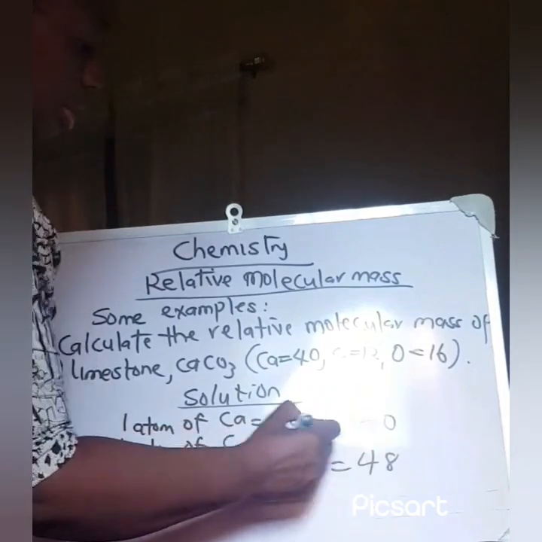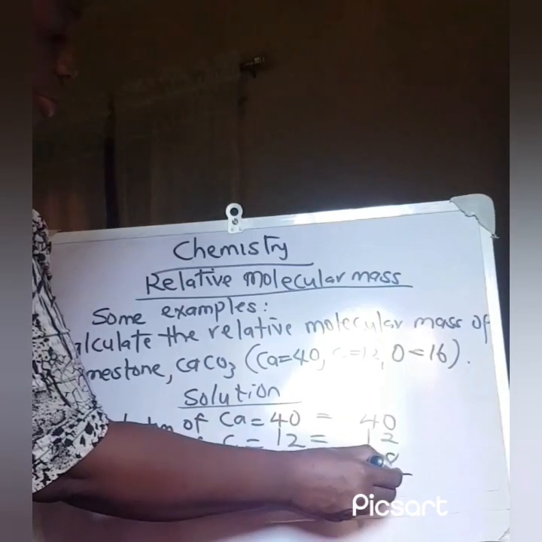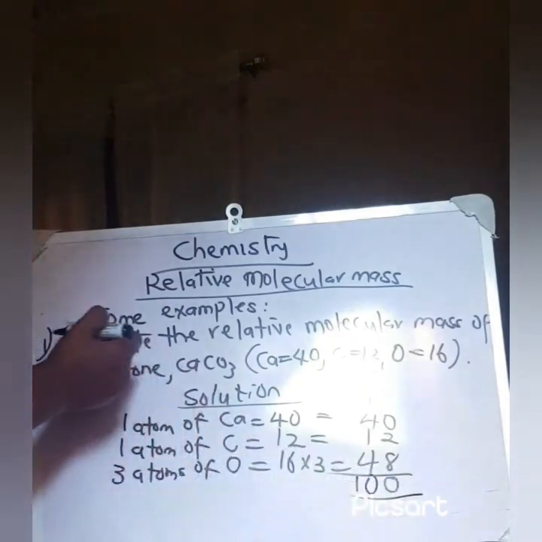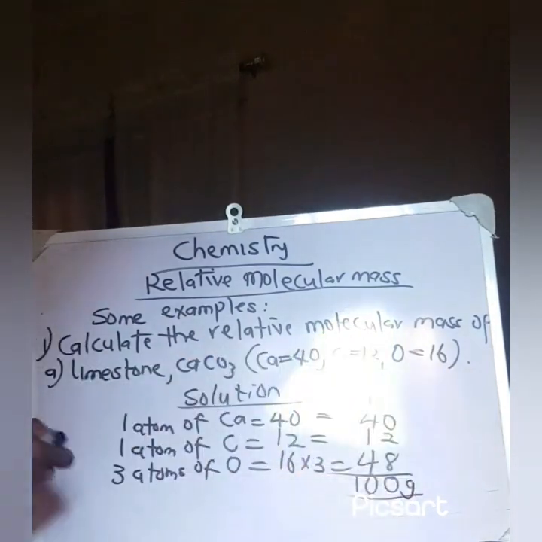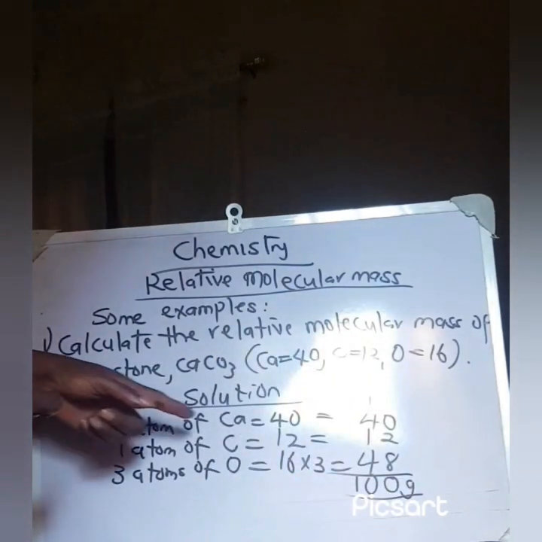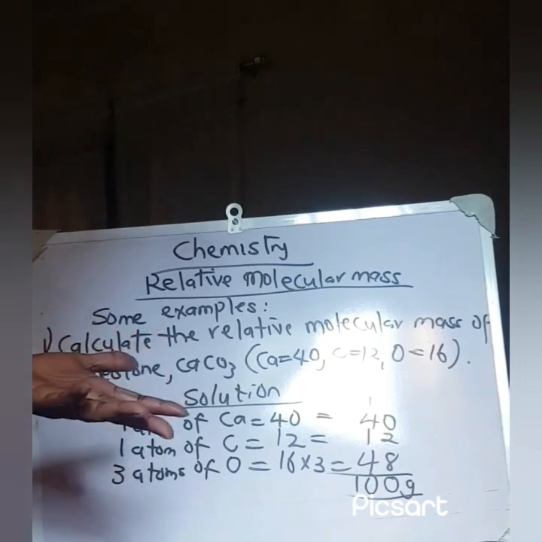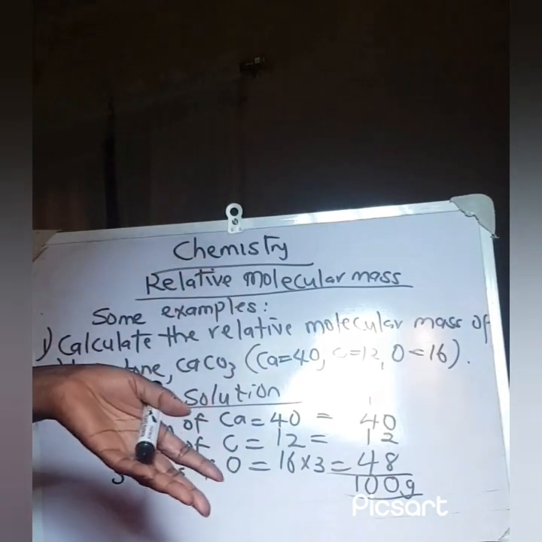So we now add them up. Bring this 40 here, bring this 12 here, and then we add. 0 plus 2 plus 8 is 10, so write 0 and carry 1, and so on, giving us 100. So what it means is that the relative molecular mass of limestone is 100 gram. That is for limestone. Now we do another example. Let us try the relative molecular mass of washing soda.